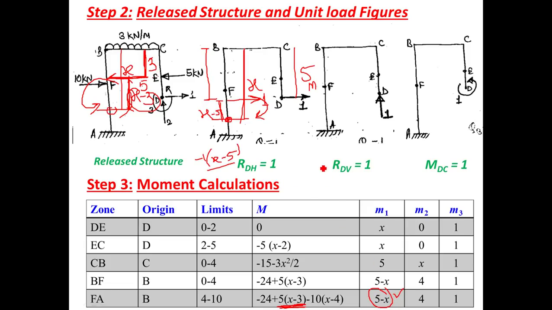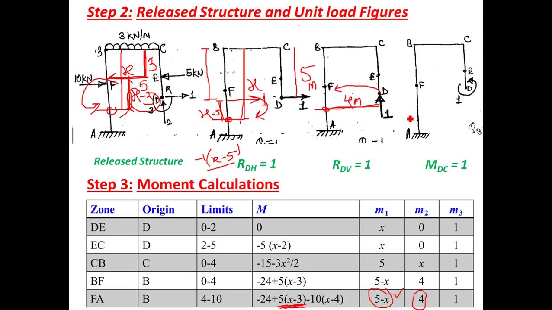Now third figure, RDV equal to 1. If you take a section in the last zone, the force of 1 kilonewton is vertical, so the perpendicular distance is the horizontal distance. This is 4 meter perpendicular distance. So the moment of this 1 is 1 into 4, anti-clockwise positive. So 1 into 4 is 4. Look at the last element of the M2 column, it is plus 4.